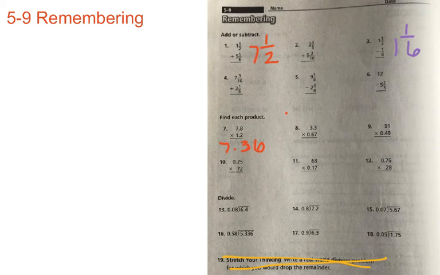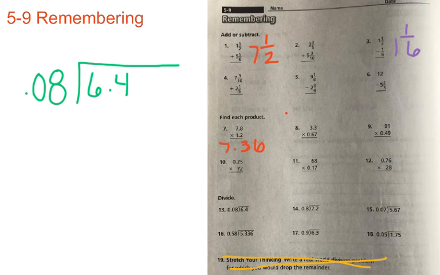In the bottom section, what we are doing is we are dividing, and we are dividing with a decimal in our divisor and in our dividend as well. And we're going to do number 13 together. In number 13, we have a divisor of 0.08, and we're dividing that into a dividend of 6.4. We need to make sure that we get rid of the decimal in our divisor, and so in order to do that, we have to shift the decimal 2 places, and now our divisor is 8.